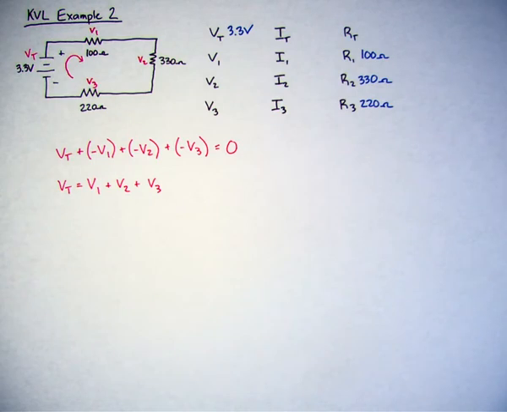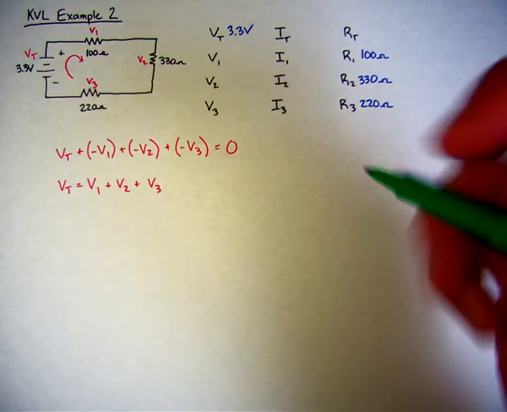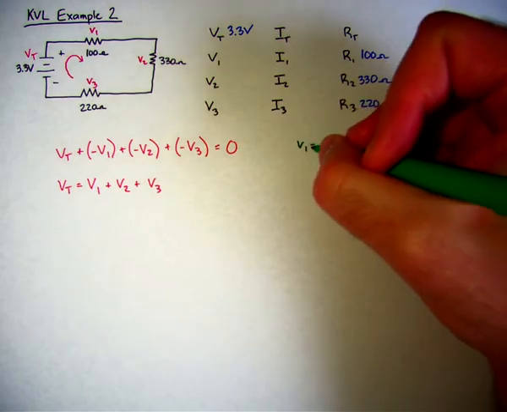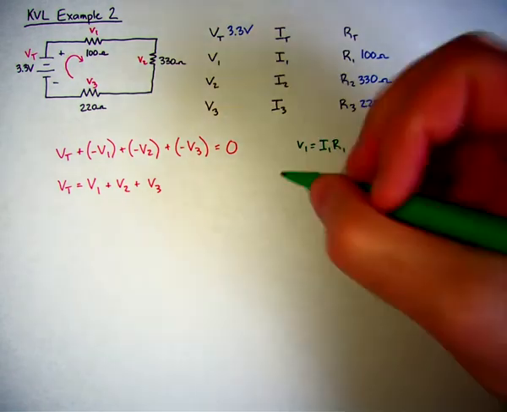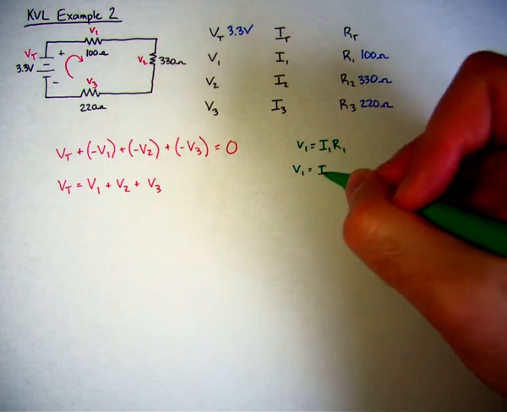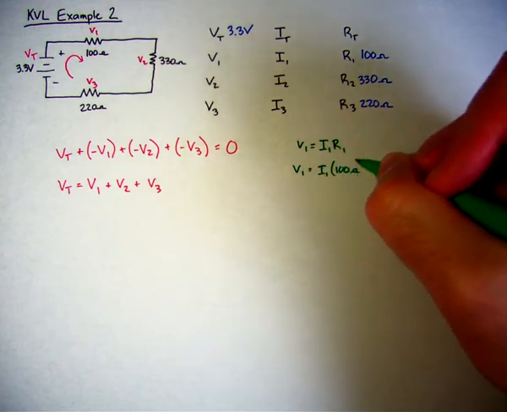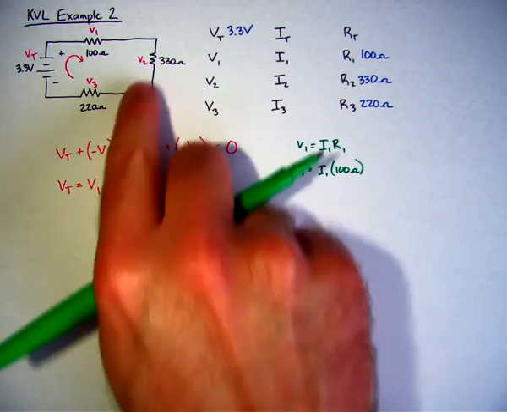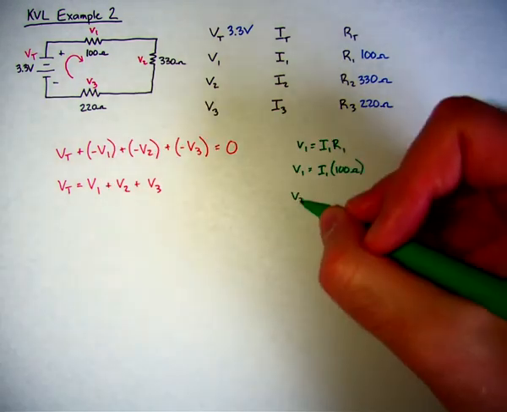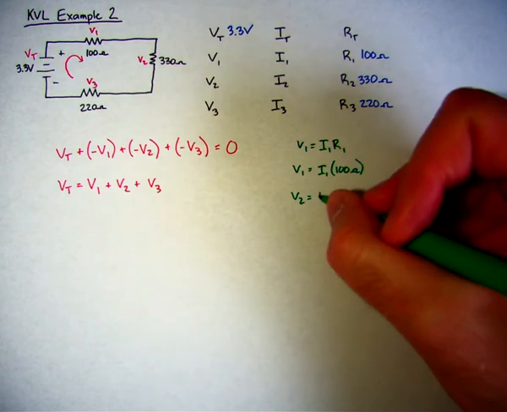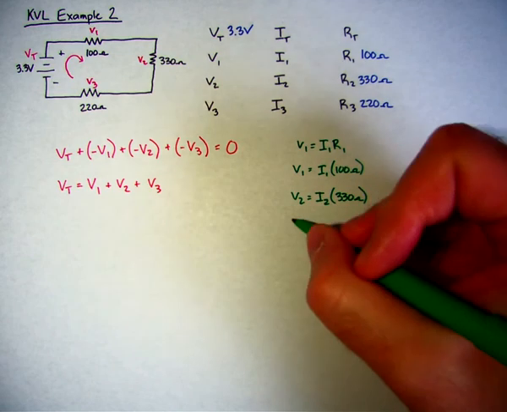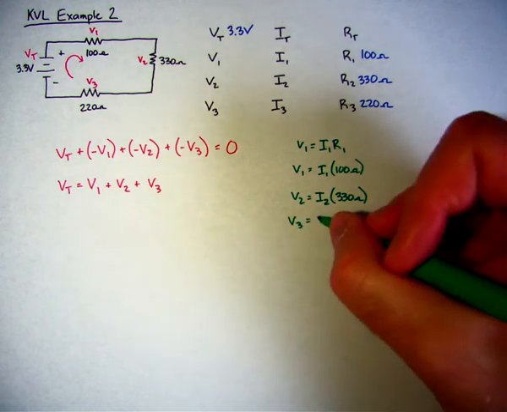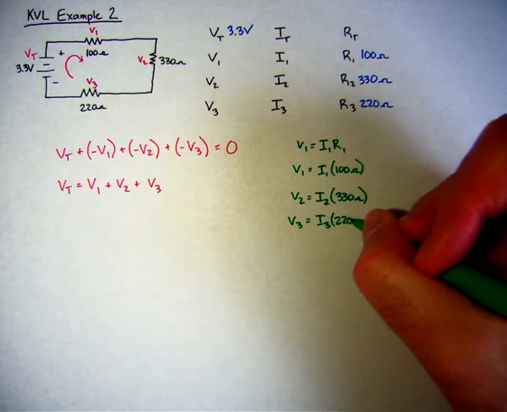The next thing that I know is that for each element, Ohm's law applies. So if I look at V1, I know that V1 is equal to I1 times R1, which means that V1 is equal to I1 times 100 ohms. Same thing with the second voltage and the third voltage. So I can say that V2 is equal to I2 times 330 ohms, and I can say that V3 equals I3 times 220 ohms.